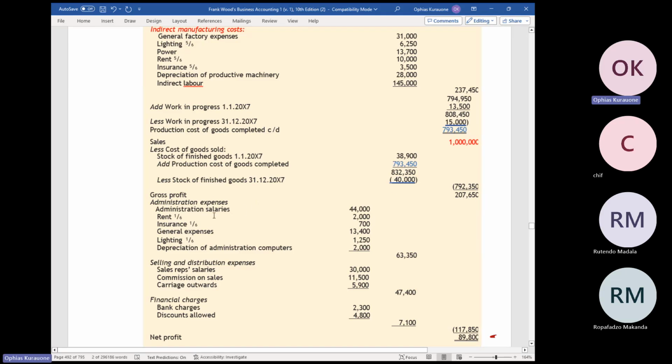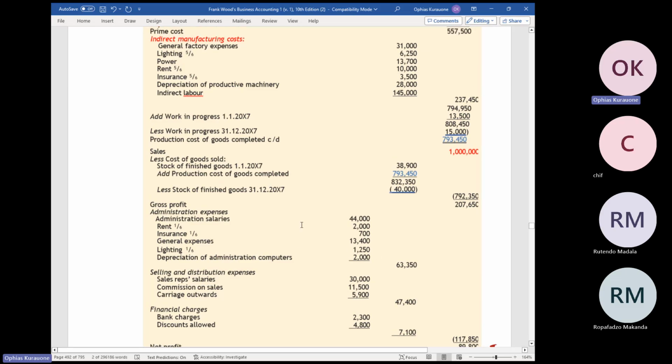Then administration expenses, administration salaries, that is 44,000. Rent 560, as I already said, 560 here is for the factory. So here 1/6 of the remainder, which is 1/6 of the given figure on the trial balance. So we go on to the insurance, the same, that is 1/6 of the same amount. General expenses are given, it's for only administrative, so it's okay. Lighting 1/6. For administration, computers is clearly stated, it is for administration computers.